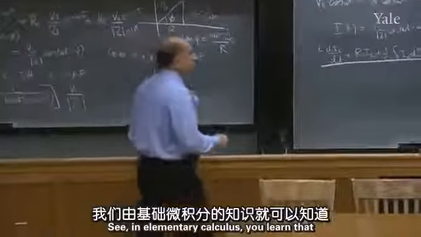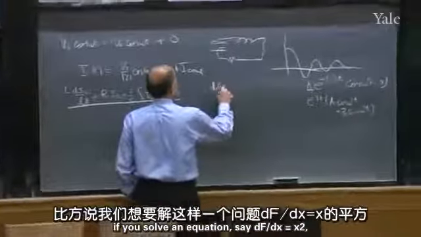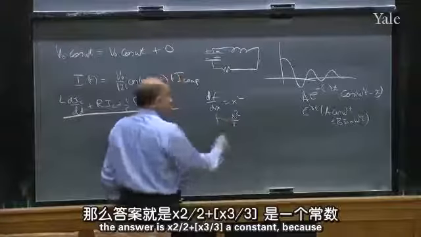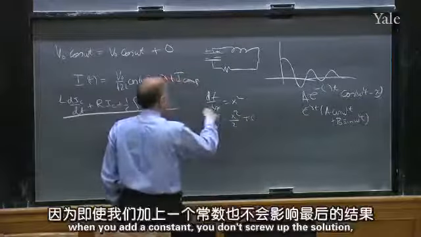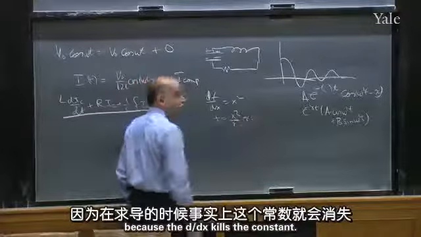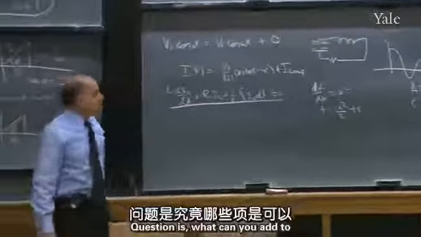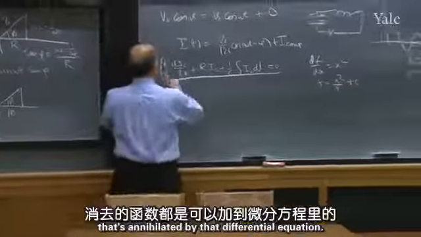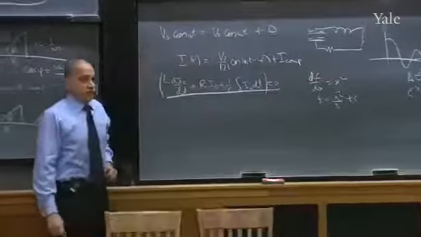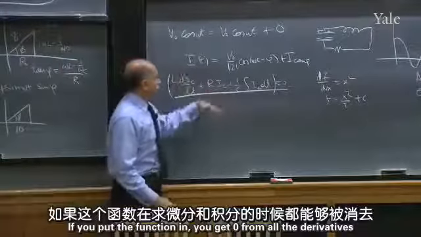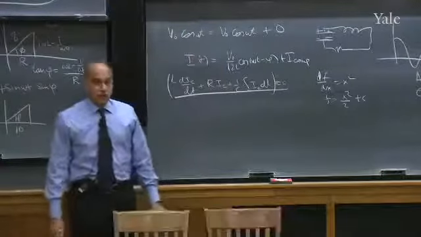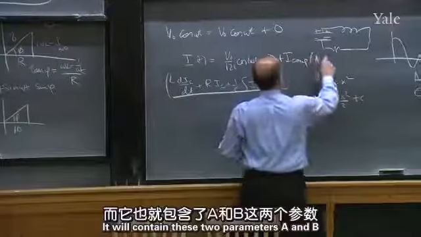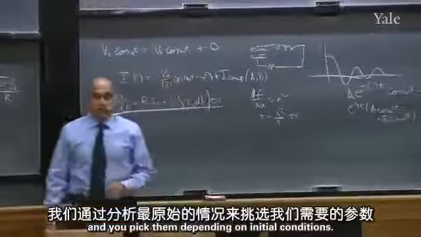See, in elementary calculus, you learn that if you solve an equation, say df/dx equal to x squared, the answer is x squared over 2 plus a constant, because when you add a constant, you don't screw up the solution because the d by dx kills the constant. Question is, what can you add to this differential equation? You can add anything, any function that's annihilated by that differential equation. If you put that function in, you get 0 from all the derivatives and integrals. You can add that to anything. Therefore, the true answer is this plus complementary function. It will contain these two parameters a and b, and you pick them depending on the initial conditions.